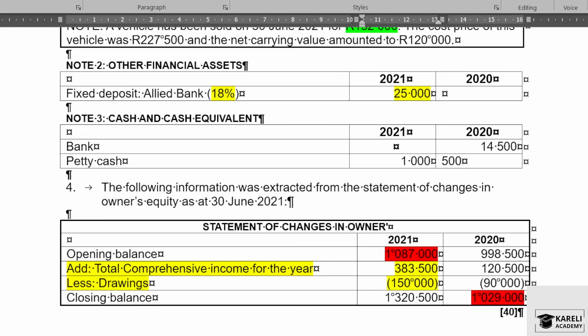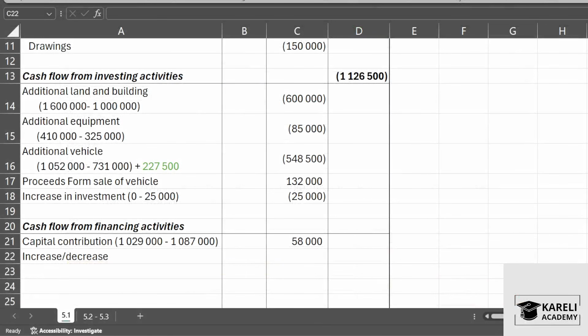It should not be in brackets. Let's recap. You say this amount has increased to this amount. I'm saying this now. We say the closing balance 2020 has increased to the opening balance 2021. The difference between the two would be your additional capital. Now, additional capital, like I alluded, you don't put it inside brackets.